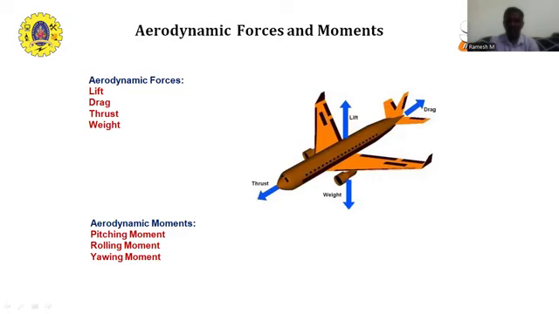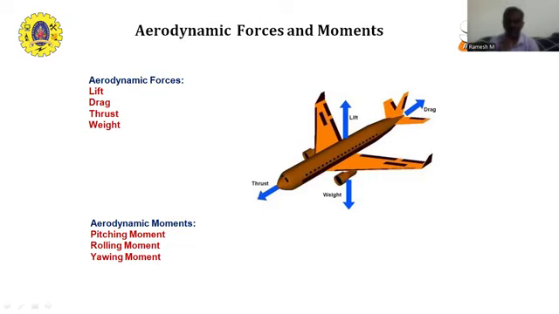Another one is called yawing moment. Yawing moment is a direction change. It is controlled by the rudder. So the rudder is the primary control surface which is responsible for the yawing moment.